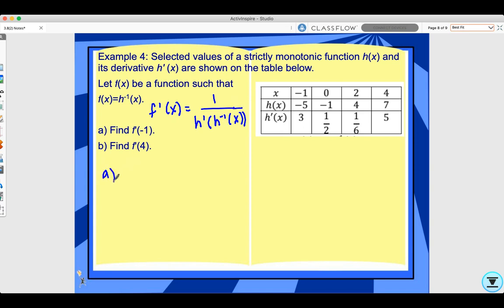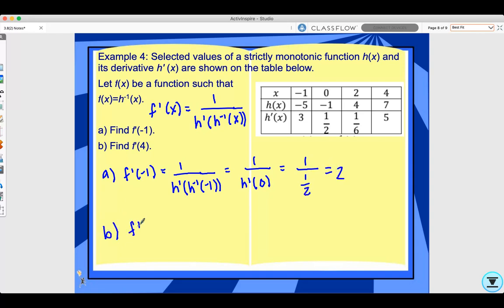So with A, if I want to find f prime of -1, this would be 1 over h prime of h inverse of -1. Looking at my table, h inverse of -1 would be 0. So I'd have h prime of 0. Looking at my table, h prime of 0 is 1/2. So this would become 1 over 1/2, which equals 2.